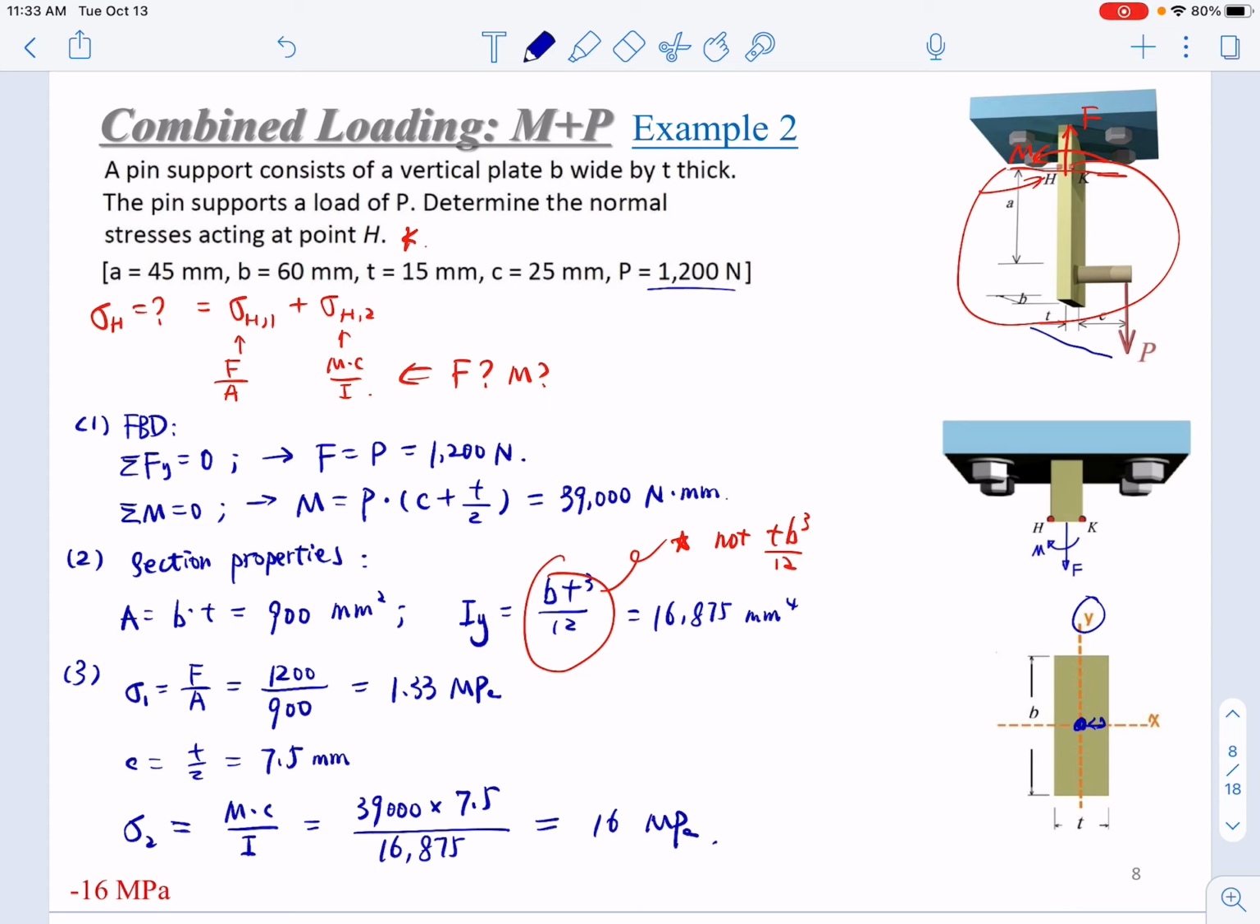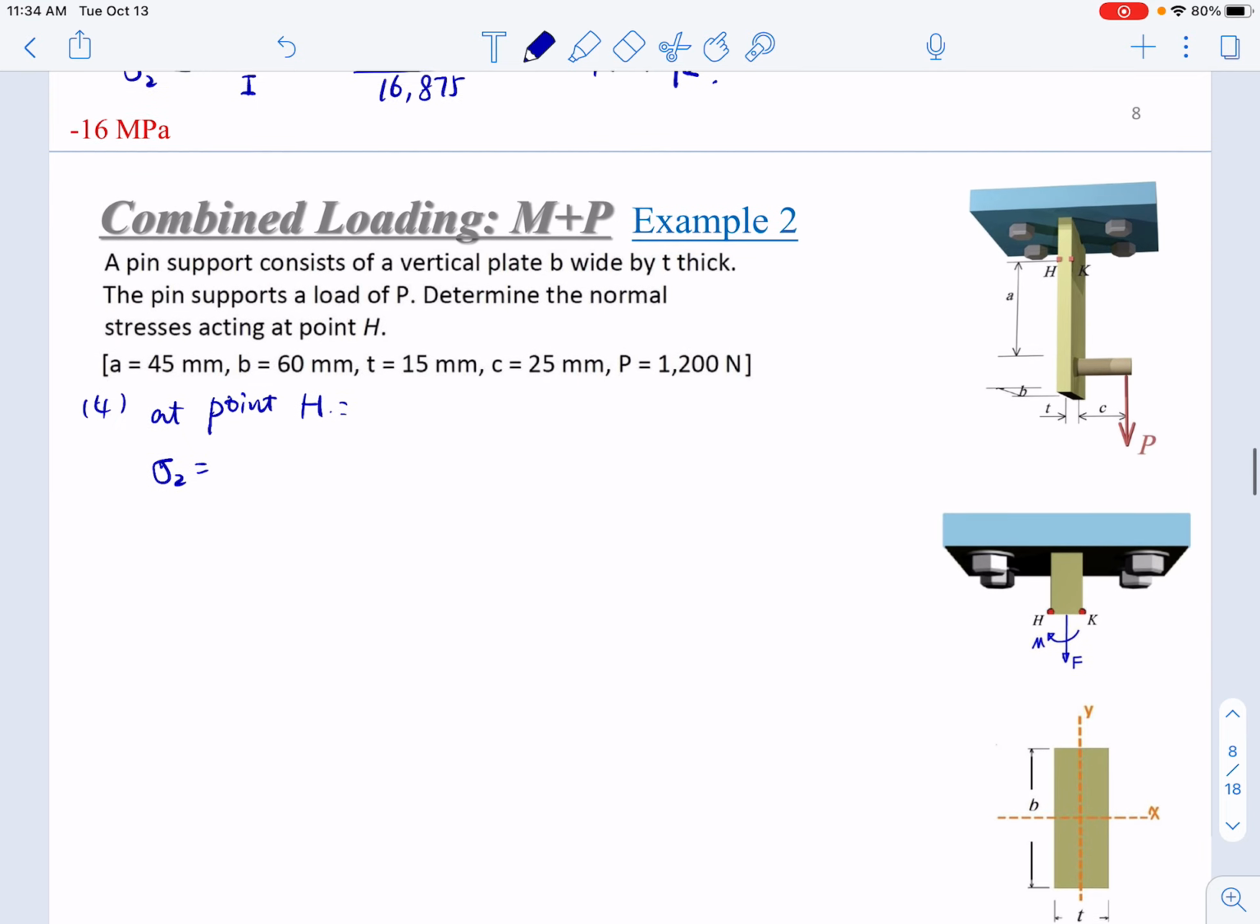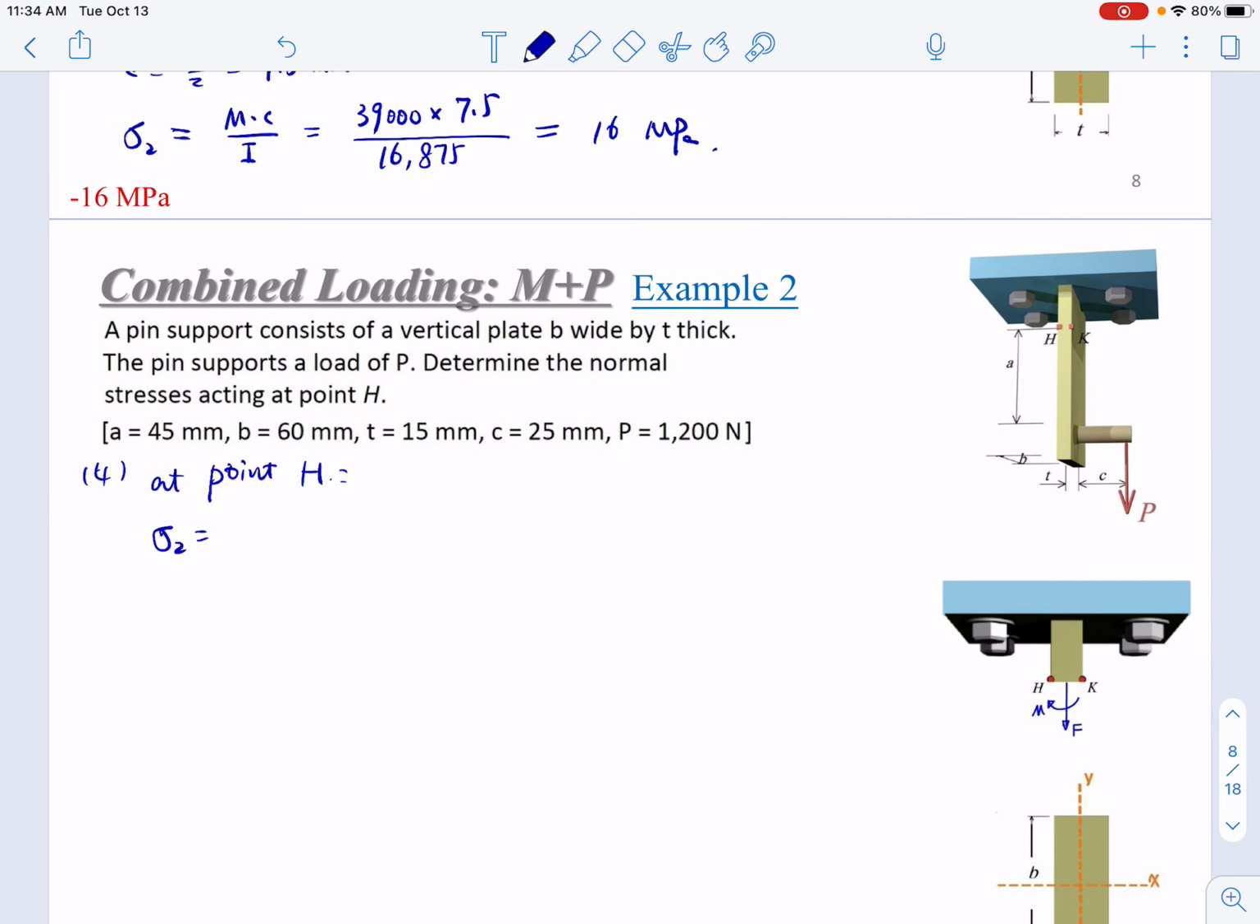So this stress has the same magnitude at point H and point K, just that one of them is positive and one of them is negative. So what is the sign on the side of H? At point H, sigma 2 equals positive or negative 16 MPa? It will be in compression, since the bending moment is in such a way that at point H it will be in compression. So this is negative 16 MPa.